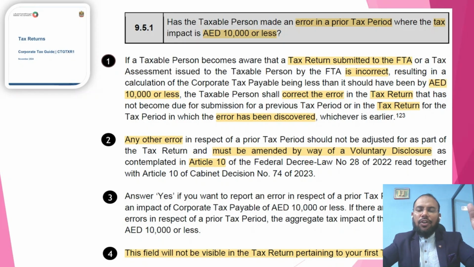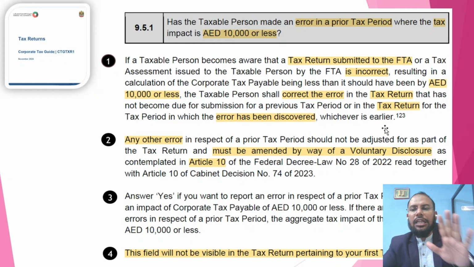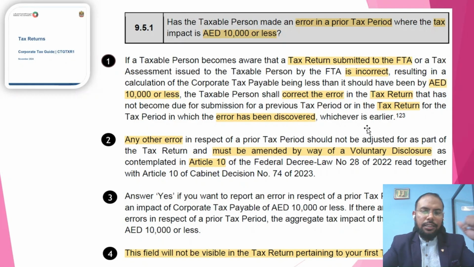For your understanding, we will read this corporate tax return guide. Here in the first para, they explain that if you become aware that a tax return submitted to the FTA is incorrect, meaning you understand your tax return submitted to the FTA is incorrect, at that time you can correct the error in the next tax return, or in the tax return for the tax period in which the error has been discovered, whichever is earlier. This is already covered in my slide.